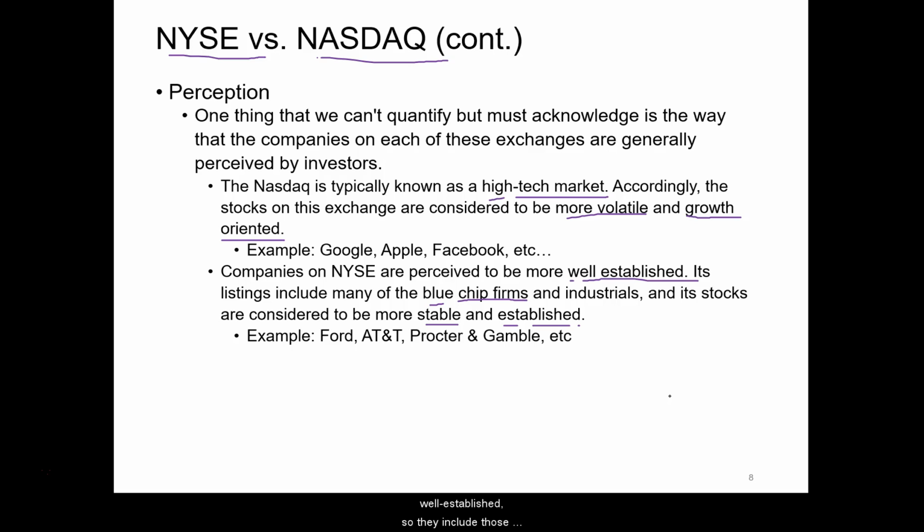They include the so-called blue chip companies, and usually these stocks are considered to be more stable and less growth-oriented. Companies like Ford, AT&T, P&G are also very well-known companies, and they are listed on NYSE. So again, perception-wise, when we think of NASDAQ, we think of a market full of high-tech companies, new companies, young companies. And when we think of NYSE, we usually think about more stable, well-established companies.